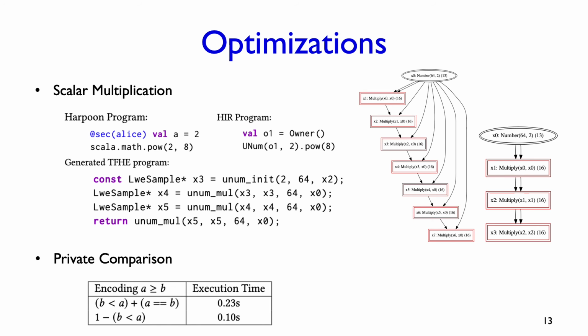The next optimization strategy is being clever in comparing private values. A particular private comparison can be encoded into a set of operations based on what's offered by the backend. Some of them can be faster than others. For instance, a greater than or equal to comparison can be either rewritten to a less than operation and an equal to check, or a less than operation and a subtraction operation. In this case, the latter is faster.